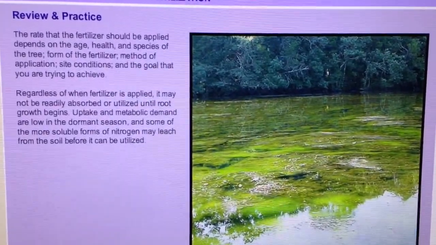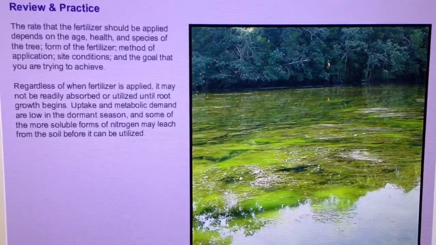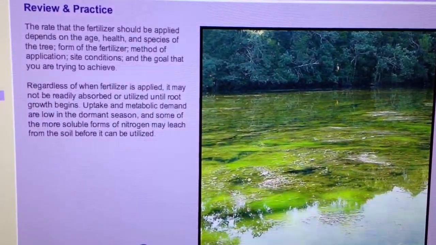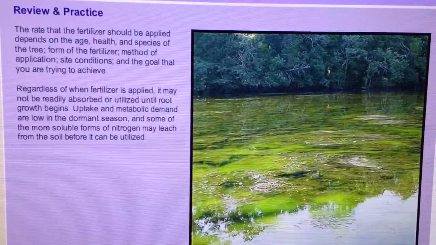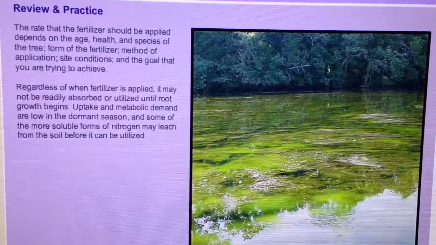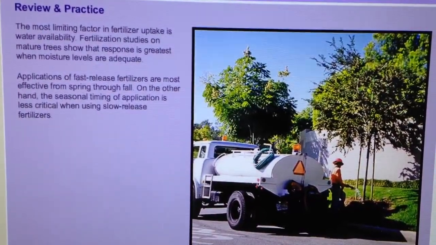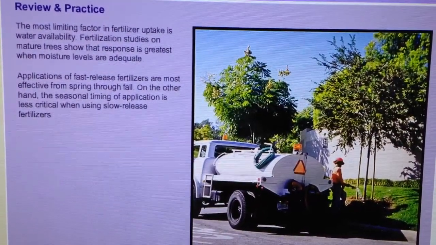Uptake and metabolic demand are low in the dormant season, and some of the more soluble forms of nitrogen may leach from the soil before it can be utilized. The most limiting factor in fertilizer uptake is water availability.